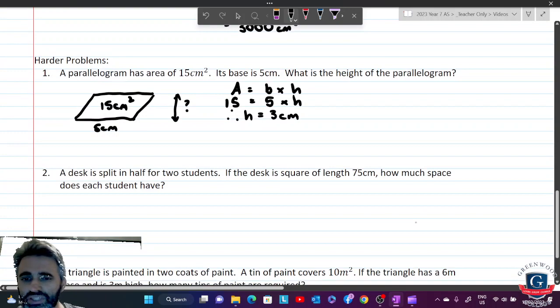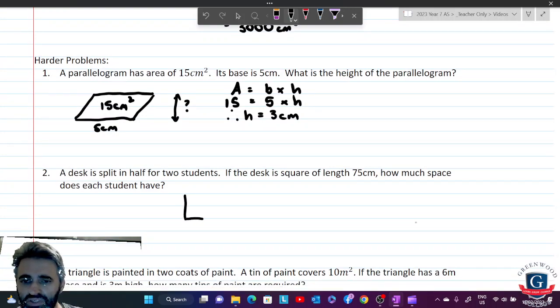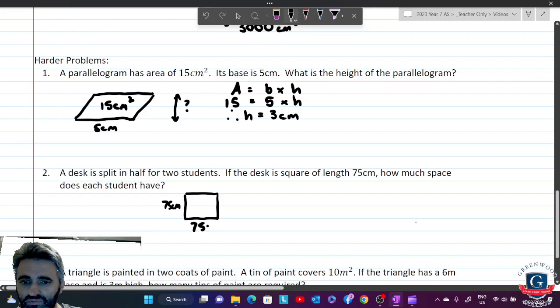Now, a desk is split in half for 2 students. If the desk is square, let's make a square desk. There we go. And it has 75 centimeters. And if it's square, this will be not 7 centimeters. This will be 75 centimeters too. How much space does each student have?